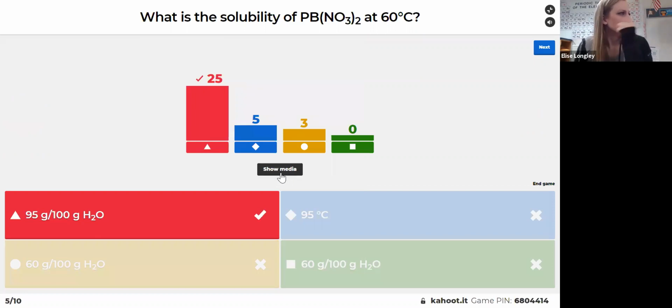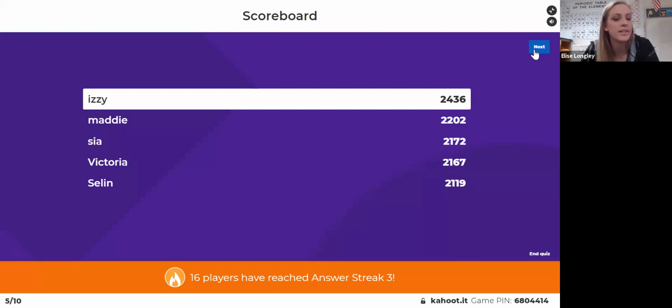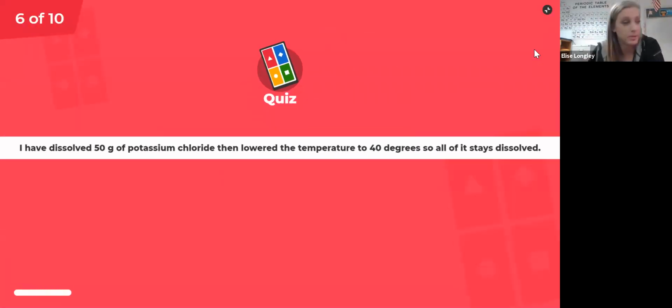Okay, so we go to lead nitrate. We go to 60 degrees Celsius, follow it up all the way to lead nitrate, see that it's halfway between 90 and 100, and that's why we picked 95. Awesome. And it was 95 grams, not 95 degrees, because grams is on the left, degrees on the bottom.